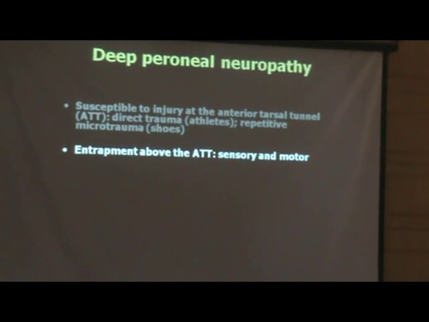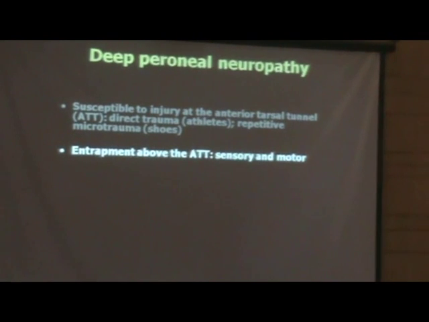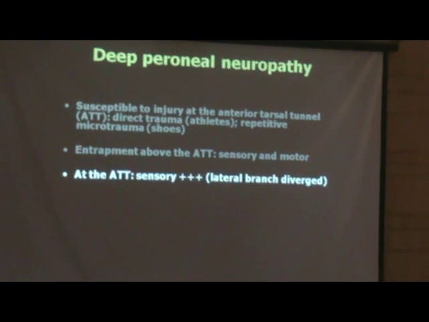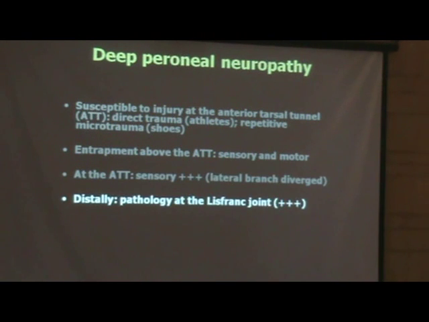When the entrapment occurs above the anterior tarsal tunnel, we may have both sensory and motor innervation problems, but when we have entrapment exactly at the anterior tarsal tunnel, we're going to have way more sensory innervation problems, since the lateral branch of the nerve has already diverged from that level. So distally, always think about the Lisfranc joint. This is a very common site. Lisfranc arthropathy may lead to very distal entrapment of the deep peroneal nerve.